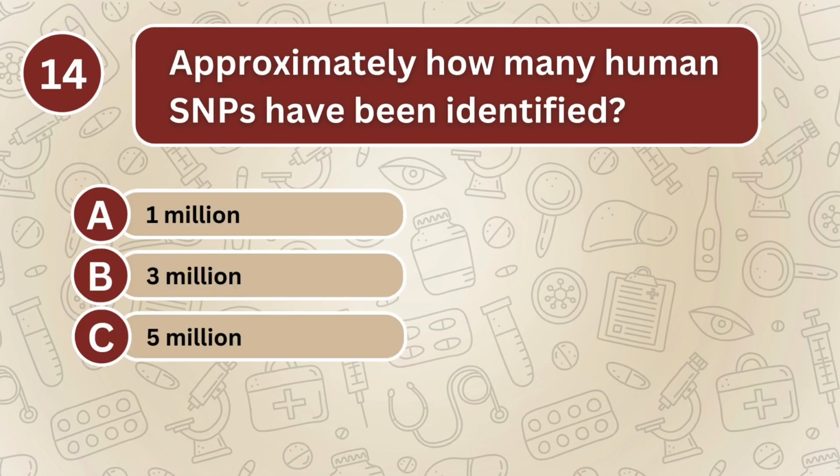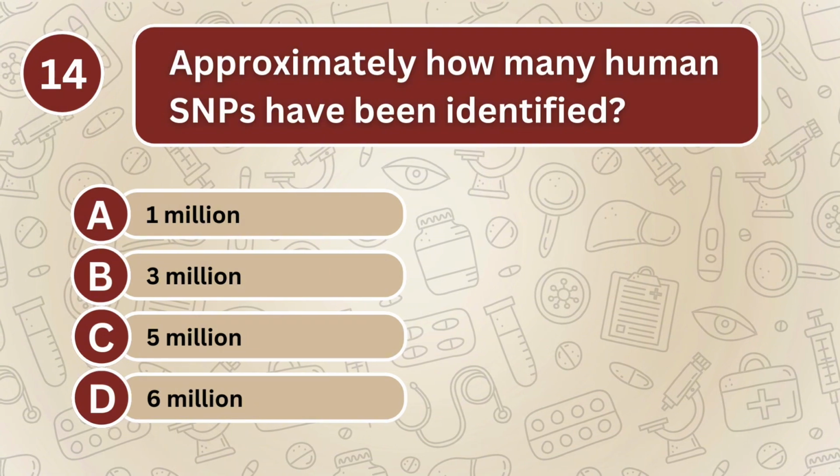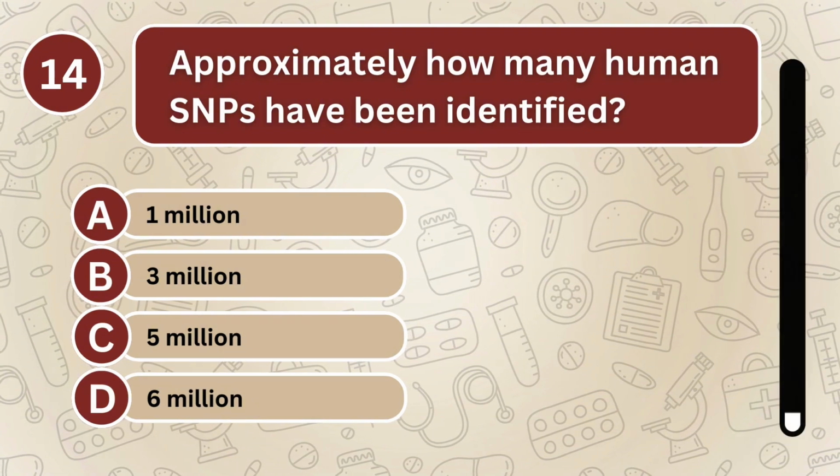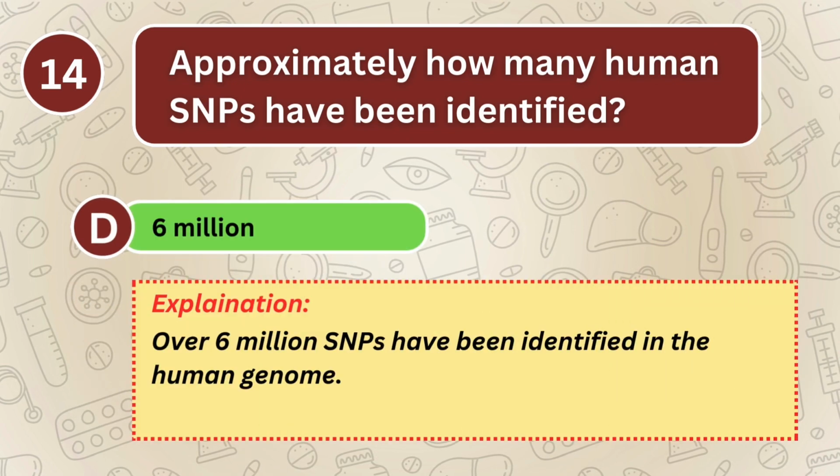Approximately how many SNPs have been identified? 1 million, 3 million, 5 million, or 6 million? D. 6 million.